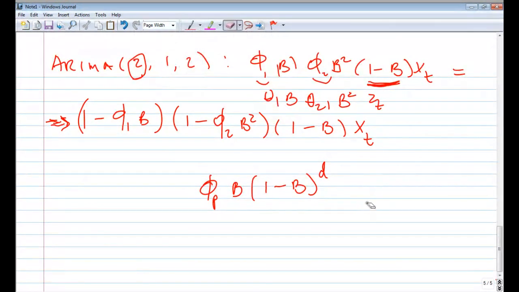Okay. Wait. By xt, yes, equals the phi of phi q, or theta. You can say theta of q. It can't be phi for both of them. Of b, zt.